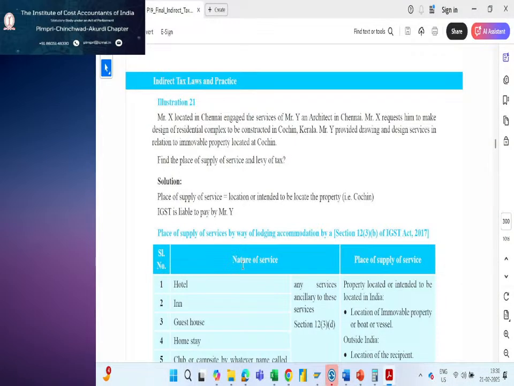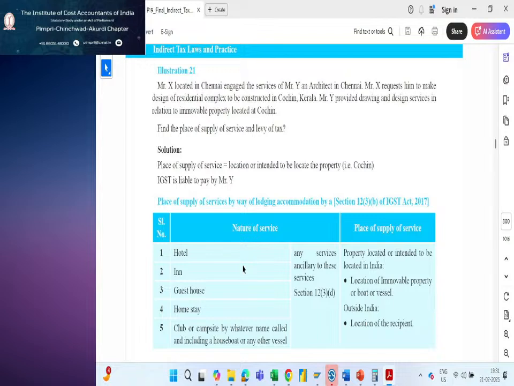So this is for subsection 3. Mr. X located in Chennai engaged the services of Mr. Y, an architect in Chennai. X requests him to make a design of a residential complex to be constructed in Cochin, Kerala. Y provided drawing and design services in relation to immovable property located at Cochin. In that case, we should identify what will be the place of supply of service and levy of tax.